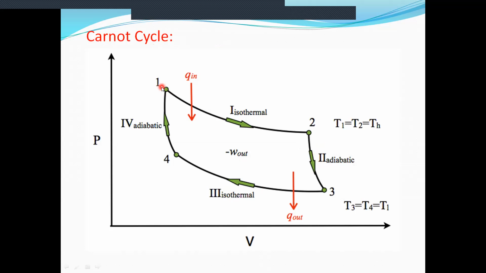1 means A, 2 means B, 3 is C, and 4 is D, and this is the isothermal compression. That can be denoted by curve CD. 3 to 4 means here 3 is C and 4 is D, CD.